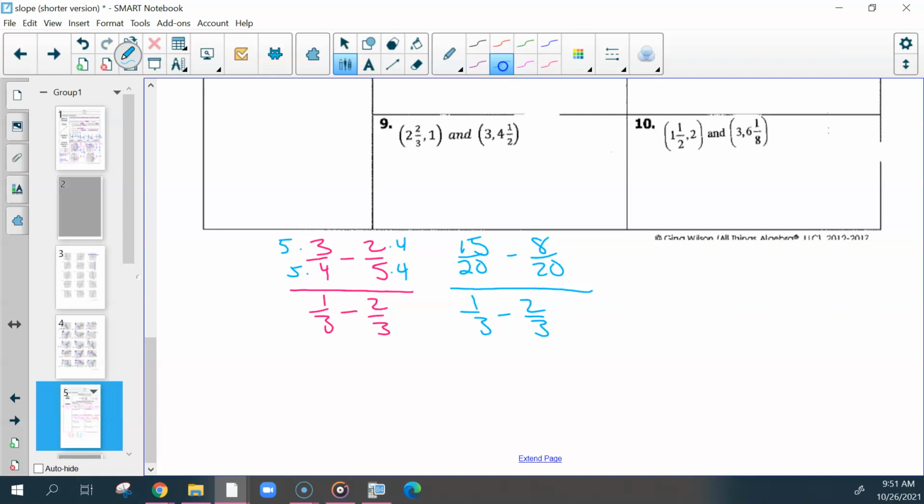Now my numerator fractions have the same denominator, so I can combine them. My denominator fractions already had the same denominator, so we could have combined those already, but I was waiting. So now we're going to combine them both at the same time. 5 minus 8 would give us 7 over 20. 1 minus 2 would give us negative 1 over 3. Remember, you're only adding or subtracting your numerators together.